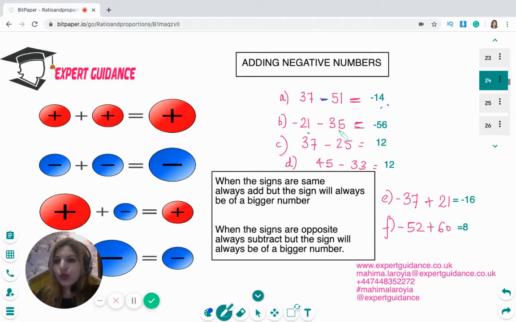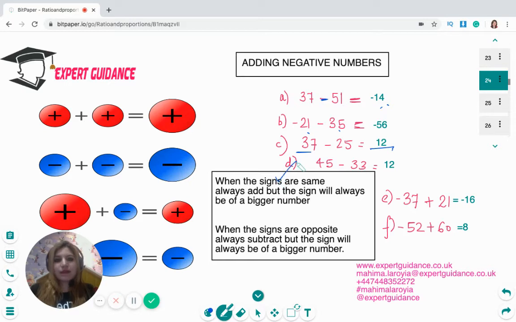In the next question, 21 and 35 both are negative numbers, same sign. So we'll add the two numbers, that will give us 56. But the sign always comes of the bigger number, and the bigger number is negative, so the sign will be negative. In the third question, 37 and 25, they have opposite signs, one plus and one minus. You take them away, but the sign of the bigger number will come, so the answer will be positive.